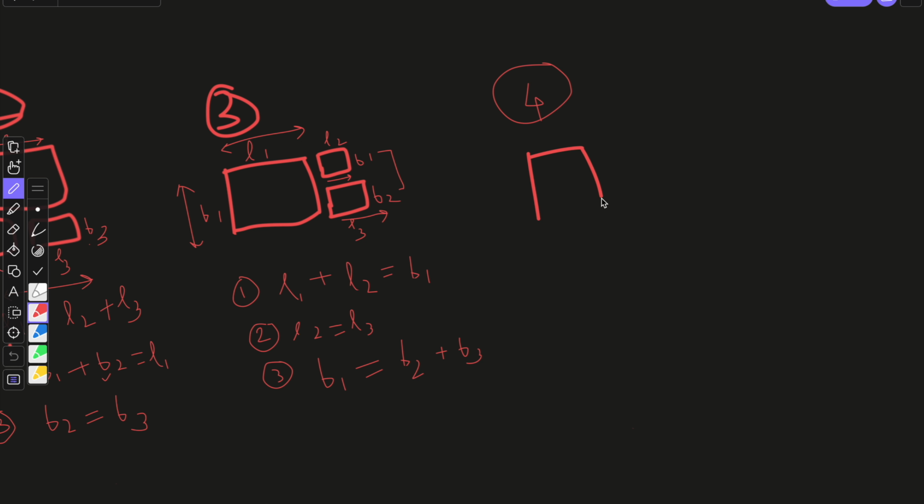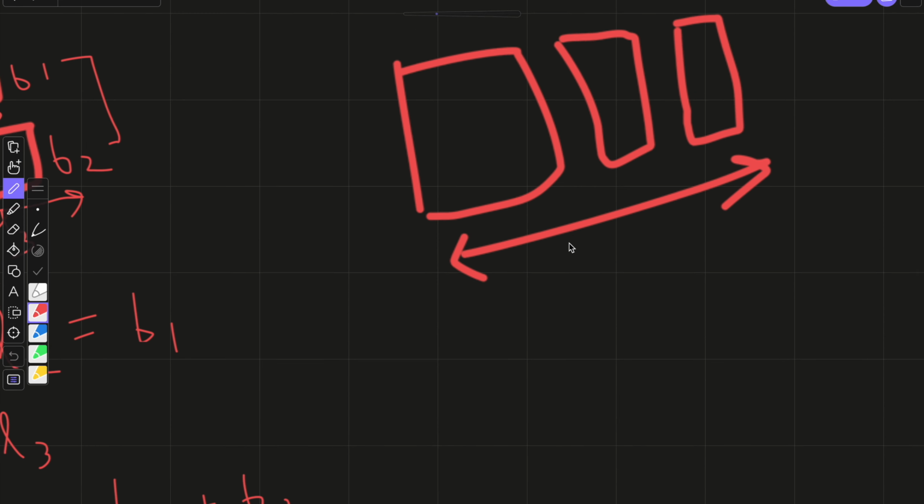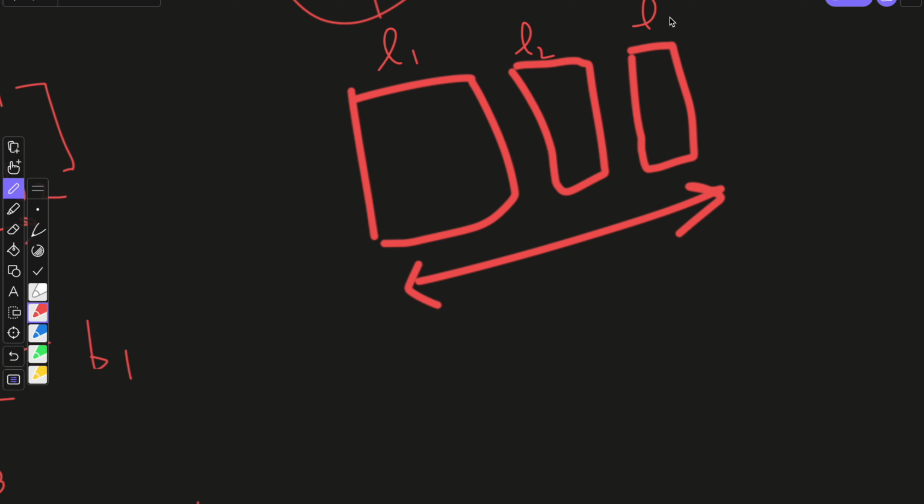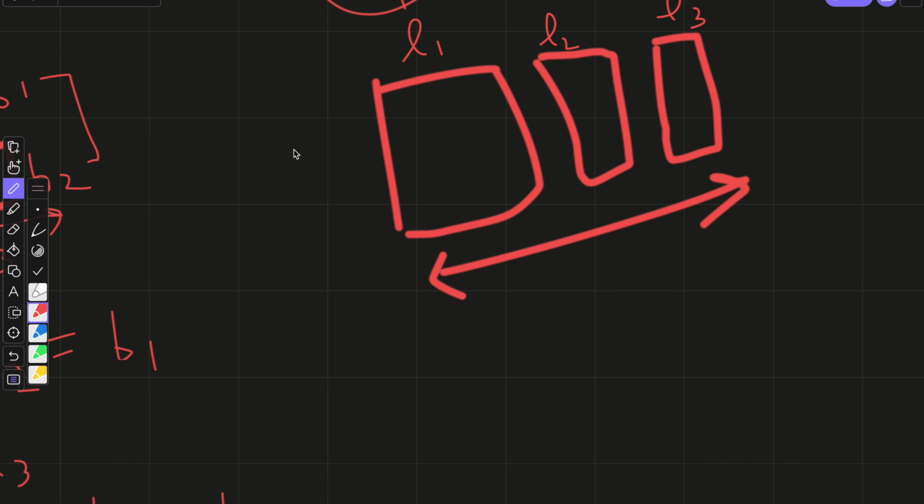This is the first rectangle, this is the second rectangle, and this is the third rectangle. So they all are placed horizontally one after the other. So this is going to be L1, this is going to be L2 because the rectangles can't be rotated, and this is going to be L3. This is B1, this is B2, and this is B3.